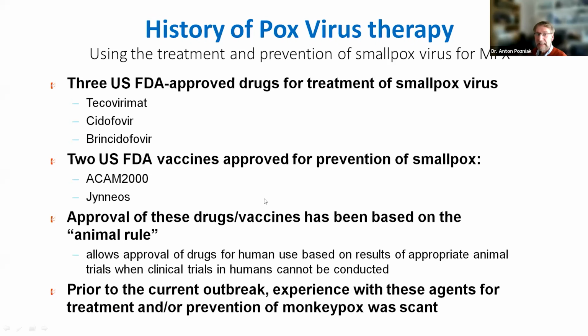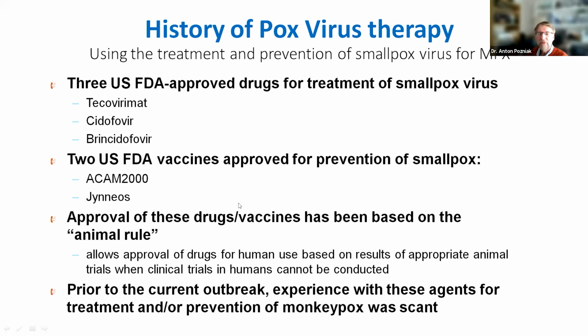So what about treating it? Well, there are 3 US FDA-approved drugs for the treatment of smallpox: tecovirimat, a favorite drug of ours from the past, cidofovir, and a sort of generation of cidofovir called brincidofovir. And there are 2 FDA vaccines for the prevention of smallpox, the ACAM 2000 and the Jynneos type of vaccine.